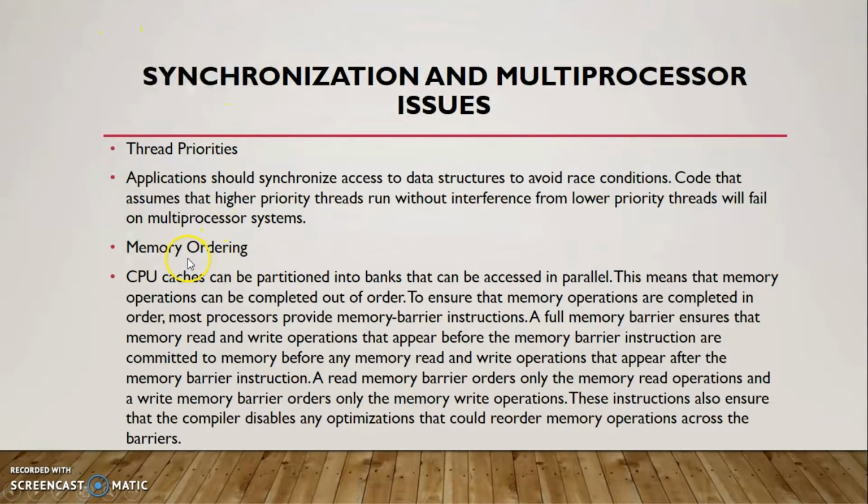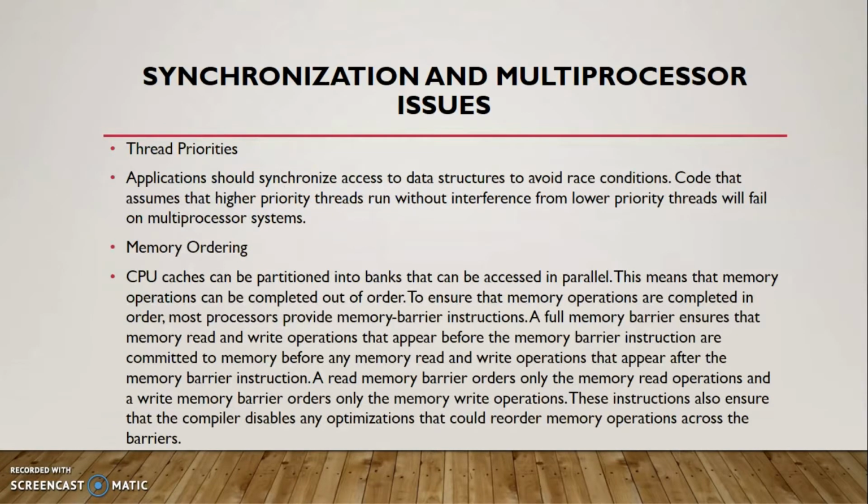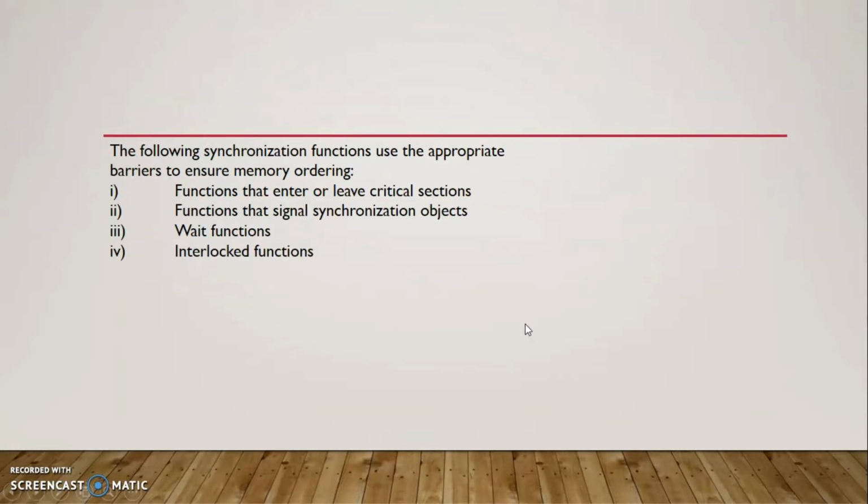Memory ordering issues: when a processor writes to a memory location, the value is cached to improve performance. They want to improve their performance. So the following synchronization functions use the appropriate value, because in this memory ordering, they use memory barrier instructions. So these are the memory barriers to ensure memory ordering.